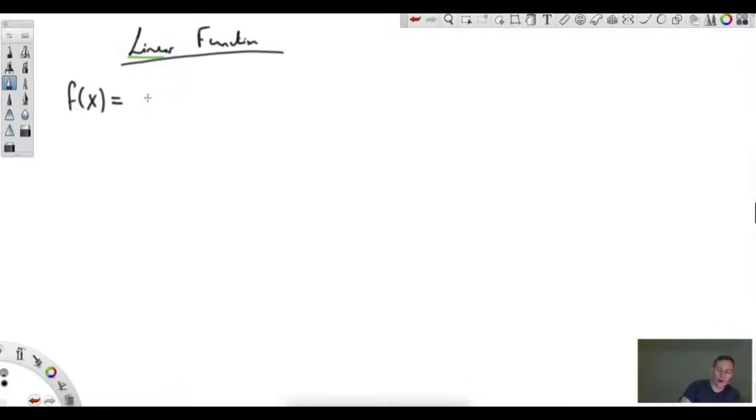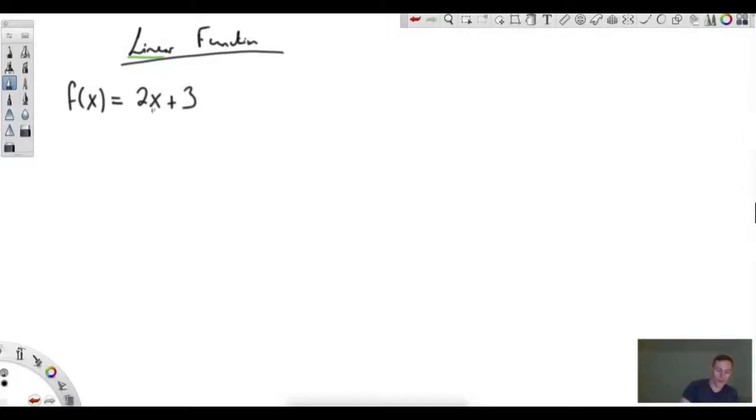There'll be one x there. So let's say, for example, 2x plus 3. There's an example of a linear function. One x appears on this side here, and there's no squares or anything like that. And this is an example of a linear function.